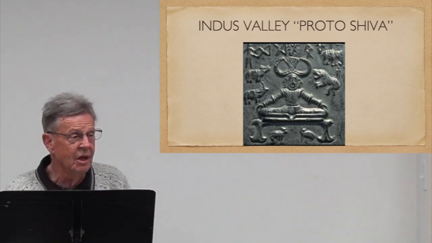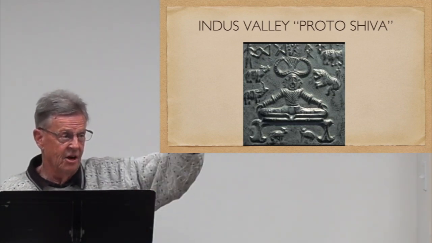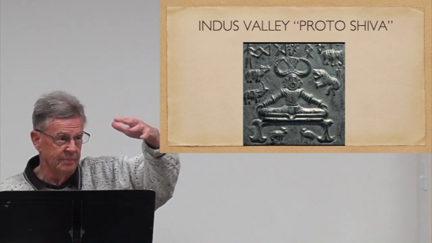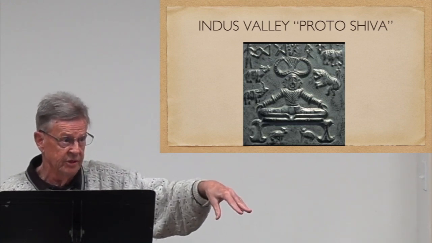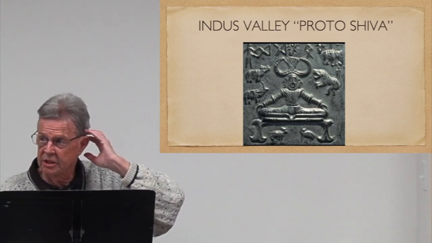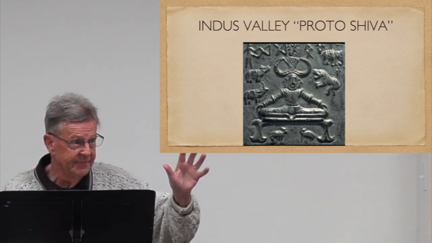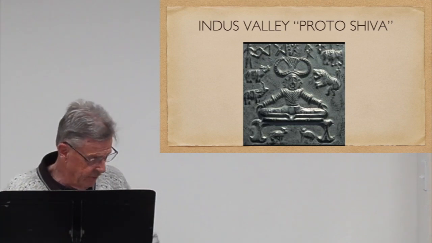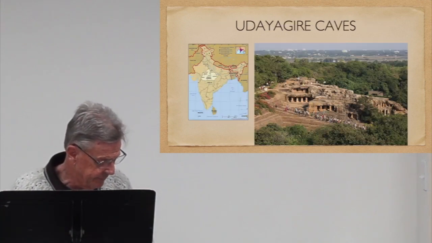So what's interesting, it was non-Aryan, because the Aryans come in at about 2000 BC, overrun the Indus civilization. We know that because we found skulls, cracked skulls. But anyway, this is the Proto-Shiva.